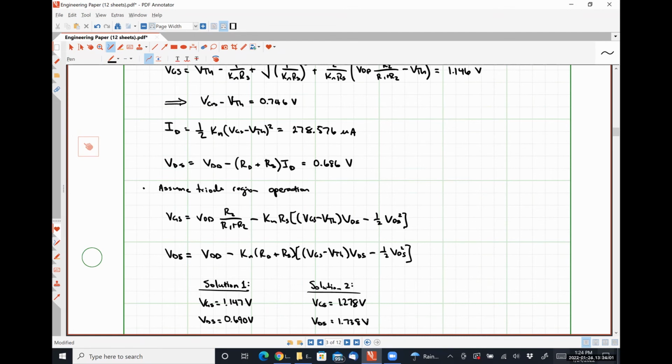Raise your hand if you think it's solution one. See, 3 people. Raise your hand if you think it's solution 2. See, like 7 or 8 people.